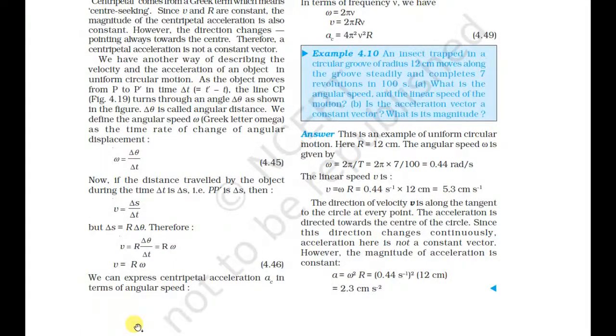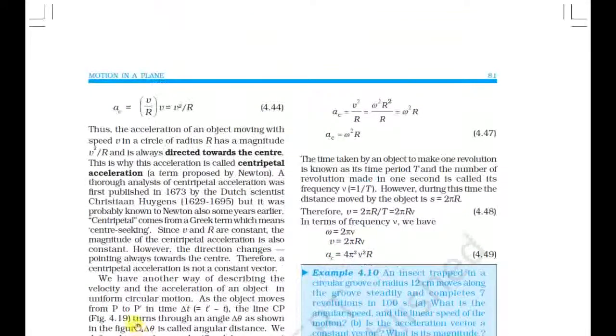We can express the centripetal acceleration in terms of the angular speed. a_c equals v square upon R, but v square upon R equals omega square R square divided by R. So R will be cancelled out, and a_c equals omega square into R.